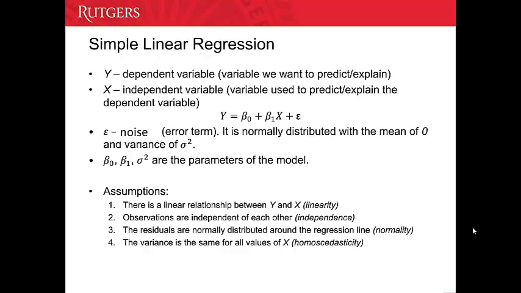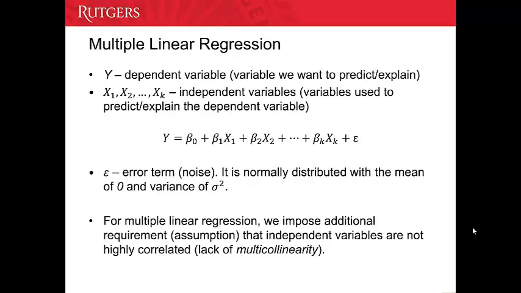The third assumption is that we need to make sure the error term is normally distributed around the regression line. And the fourth one is that we need to make sure the variance, sigma square, is the same for all values of x. It cannot increase when the value of x increases. After we make sure of those four assumptions, we can use a simple linear regression.